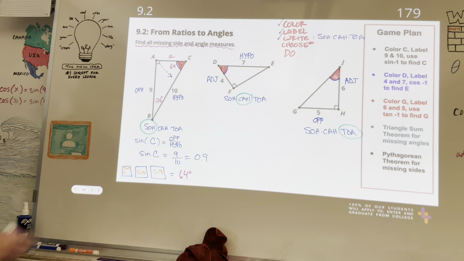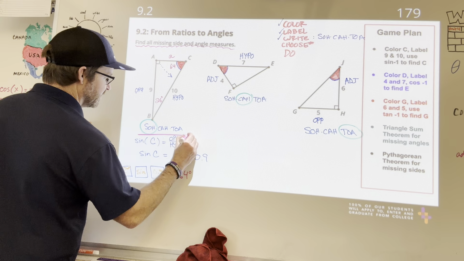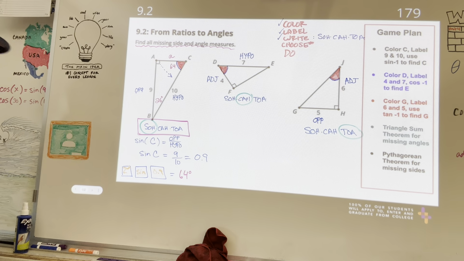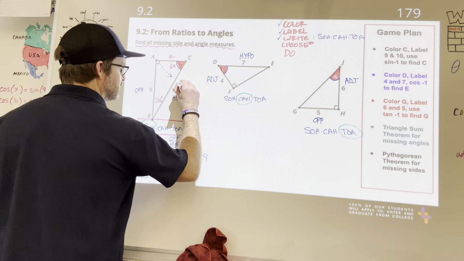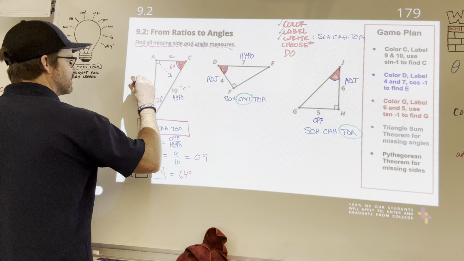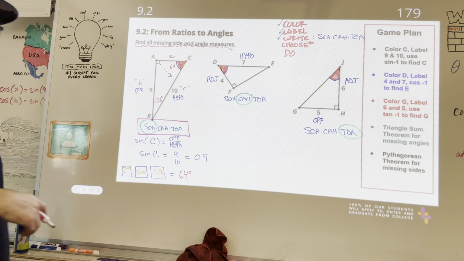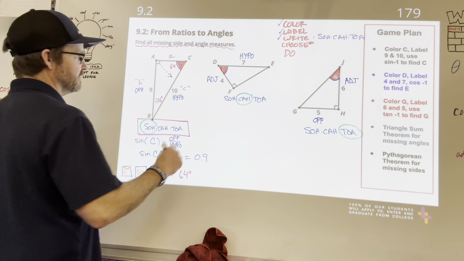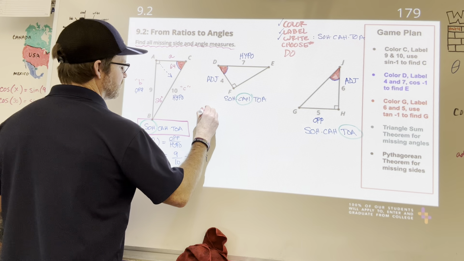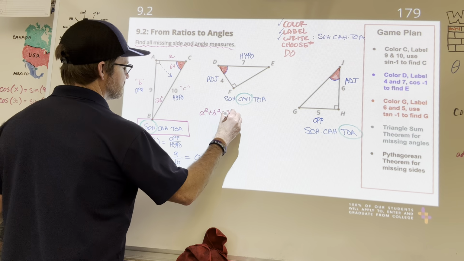Now, yes, you could do SOHCAHTOA again. You could, but it takes forever. So what should we do instead? The Pythagorean thing. Yep, and you just need to nail C and B, and you're almost there. So once you get there, you just switch to Pythagorean. So you'll go a squared plus b squared equals c squared.